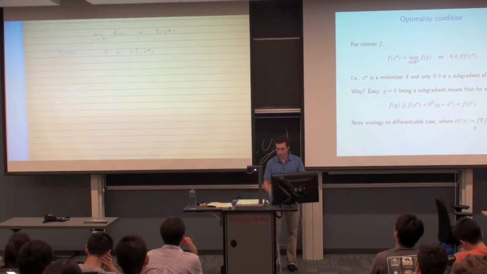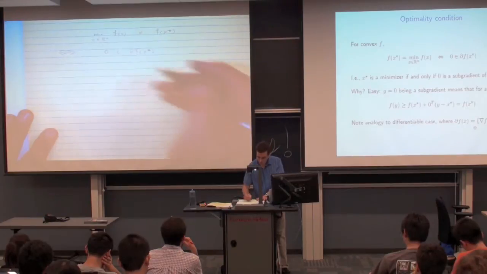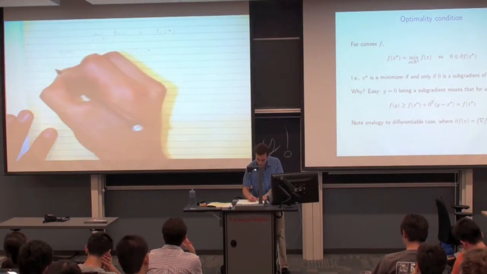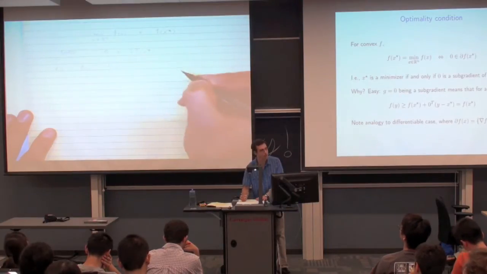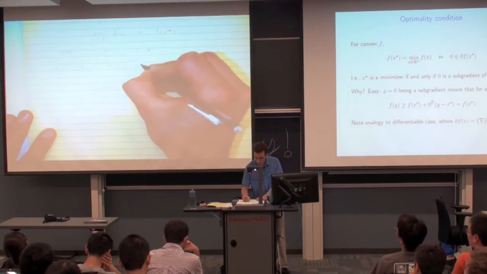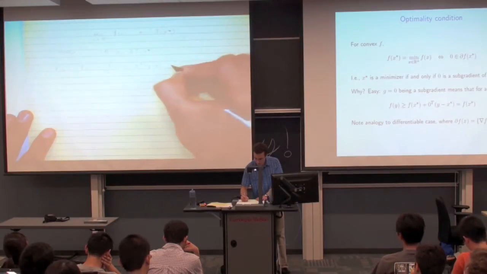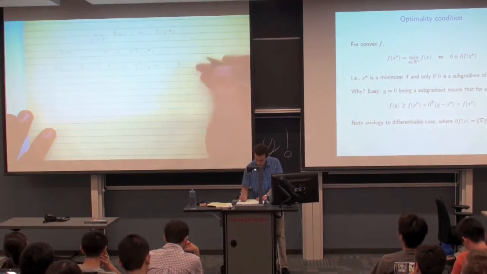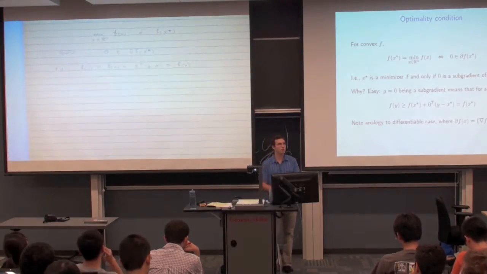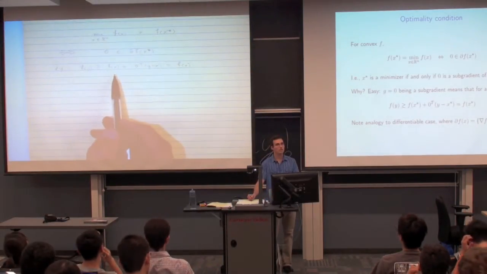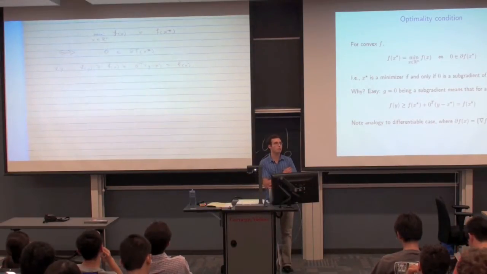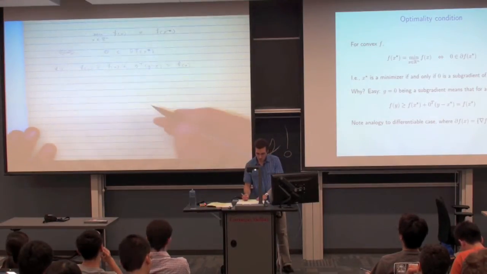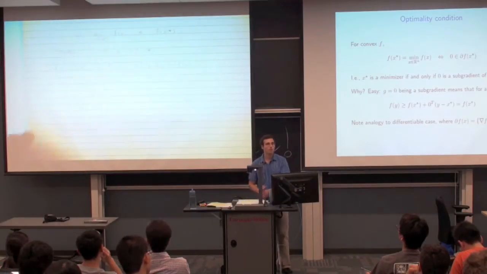Why? Let's check this really quickly. What does it mean for 0 to be a subgradient? It means that for any y, f of y is larger than or equal to f of x plus the subgradient, which in this case is 0, transpose y minus x. So if 0 is a subgradient at x, then x is smaller than or equal to y in terms of its function value for every y. So it's the minimizer.